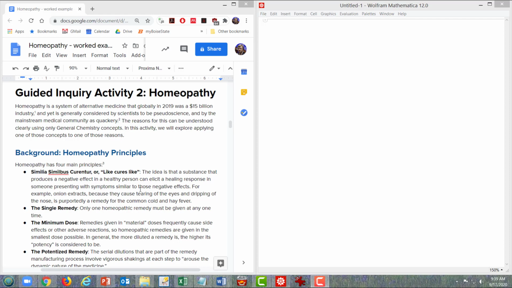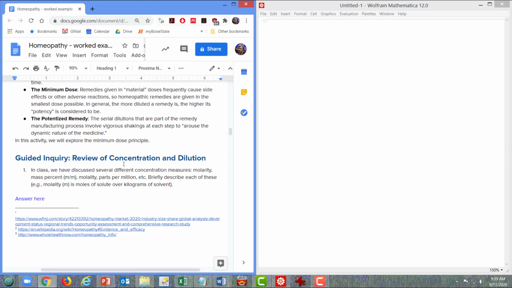Okay, the first thing we do is read the background information. In particular, we notice this statement here, which says that we're going to be focusing on the minimum dose principle, so it's probably worth going back and making sure we read that aspect a little bit more closely in order to have an idea of what we're going to be focusing on. The idea of the more diluted a remedy is, the higher its potency is. Seems kind of strange at first blush, and that's exactly what we're going to be looking at. All right, into the questions.